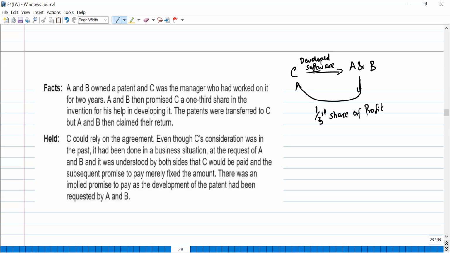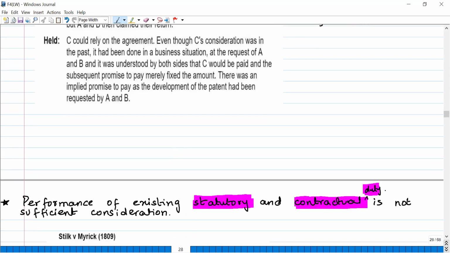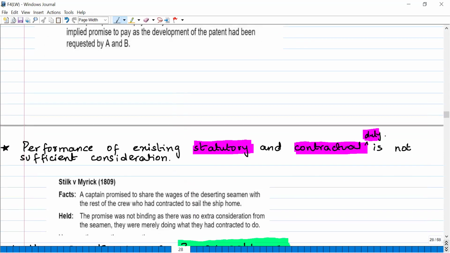Why? Because if it is done in a business situation, then the past consideration can be held sufficient, and it will be valid. So A and B are entitled to pay the reward to C. Okay. So past consideration is generally not sufficient and invalid, but in a business situation, past consideration can be considered sufficient and valid.